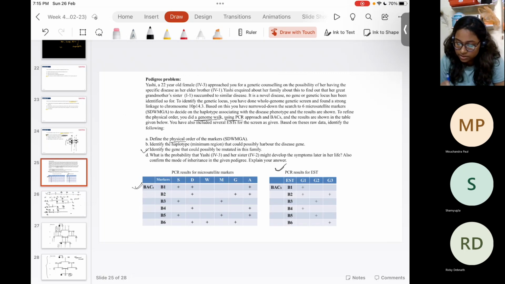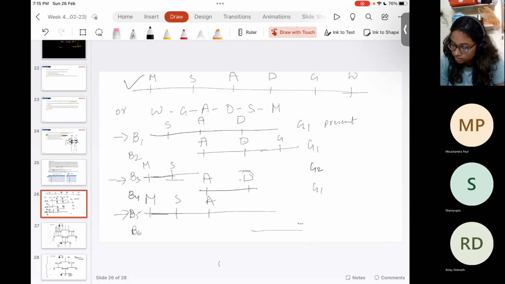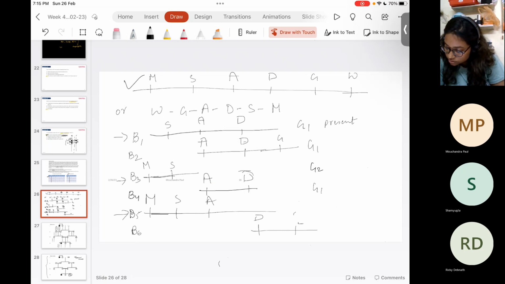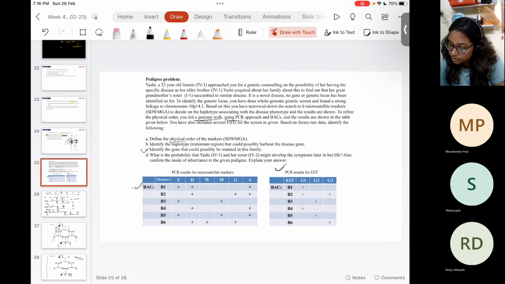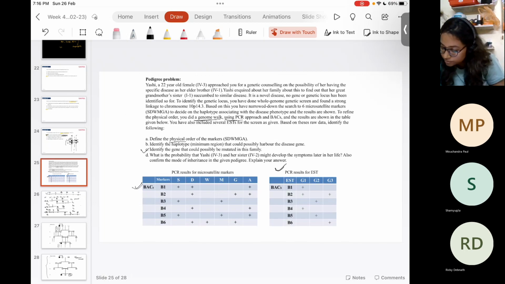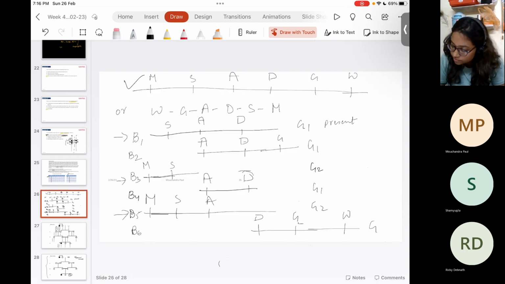And lastly, B6 is D W G. Here D, W, G, so G is upstream. W has to be downstream, it cannot be upstream, because if it were upstream it would have appeared in the previous or above fragments. So what we saw is that in B5, G2 is here, and in B6, G3 is there.